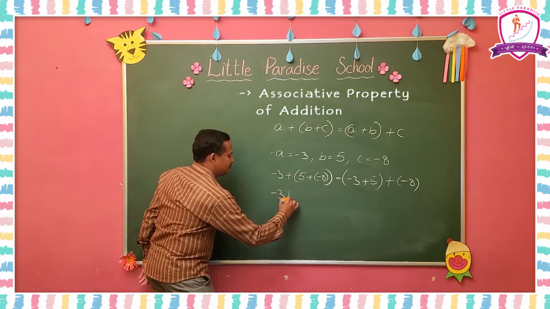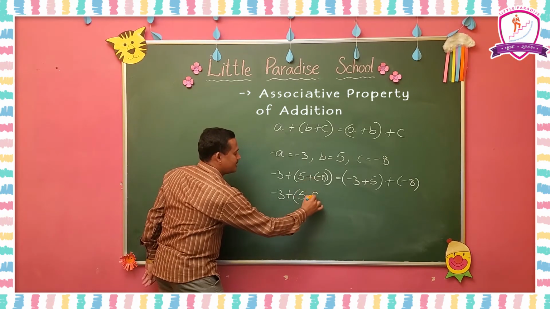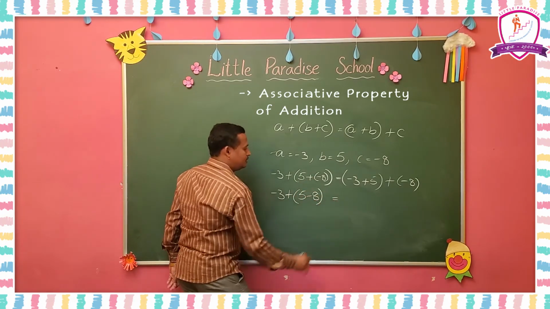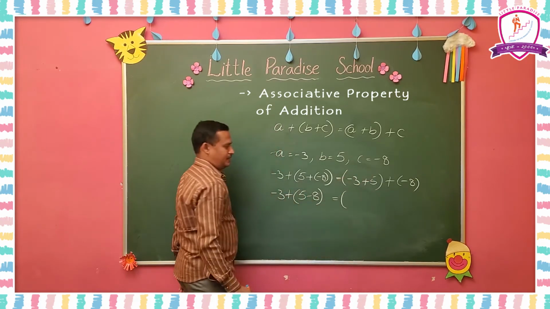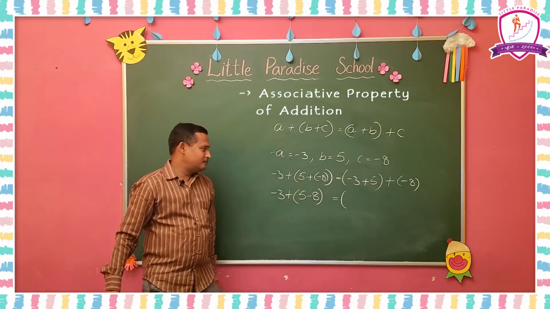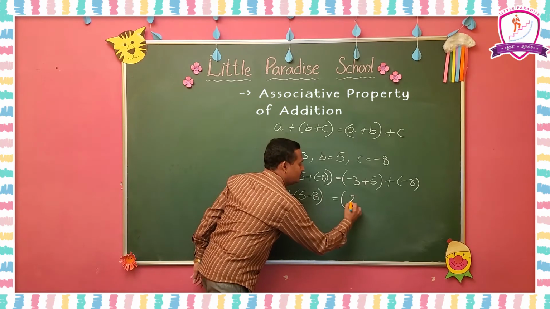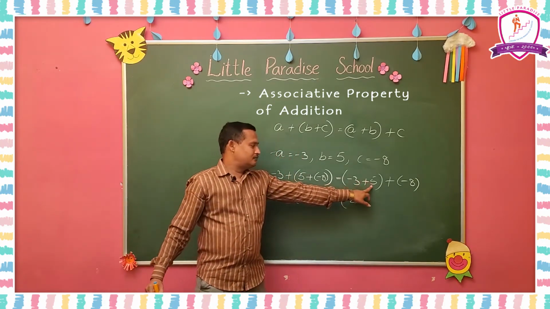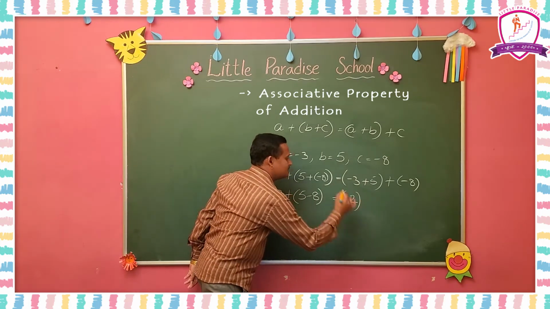Now the next step, we have to open the brackets. Minus 3 plus of 5 plus into minus, minus 8 is equal to, here minus 3 and plus 5. Here one is positive, one is negative, so we have to find the difference between the positive and negative. 5 minus 3 is equal to 2. Which number is greater? 5. What is the symbol for 5? Plus. So we have to put plus for the answer.